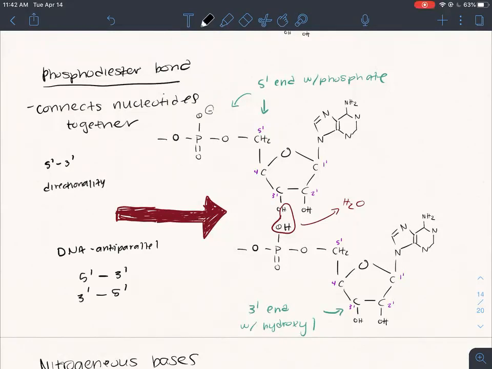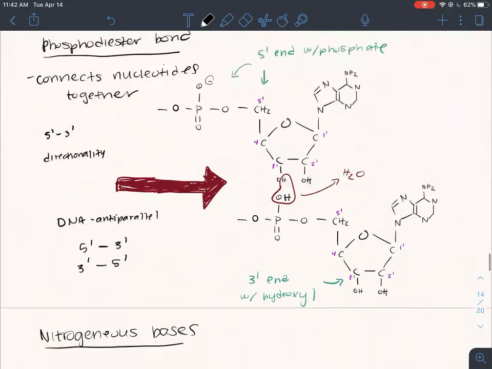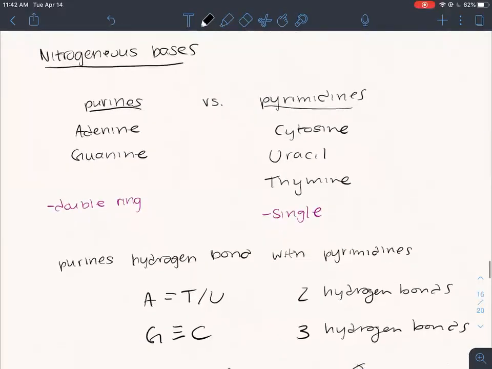So we know that DNA is double-stranded. So DNA is now anti-parallel. It has a 5' end to a 3' end, but the other strand goes the opposite direction. So the 5' end of that one is with the 3' end of the other one, and vice versa. So this gives the strand directionality. You can just tell the difference between what side of the strand you are on based on what's on the end.